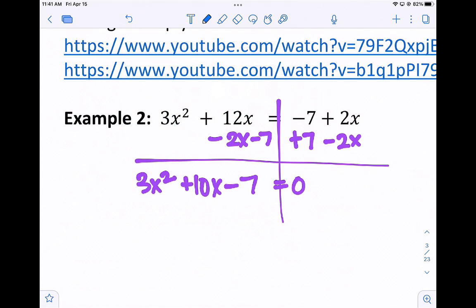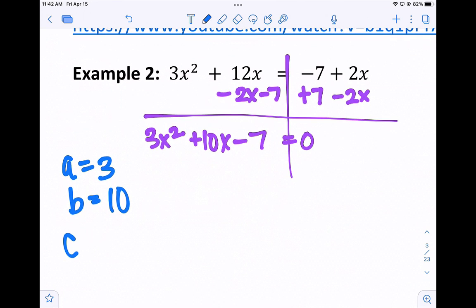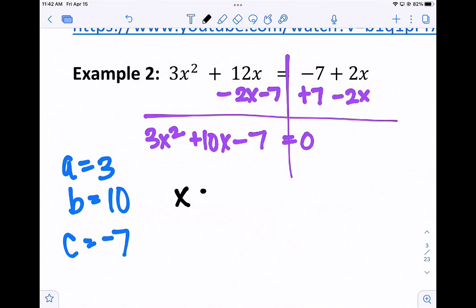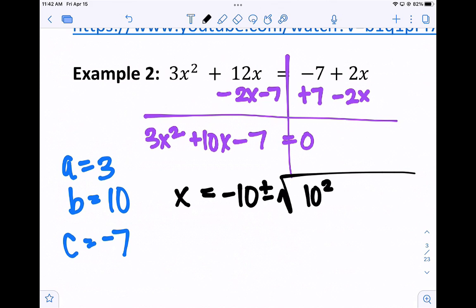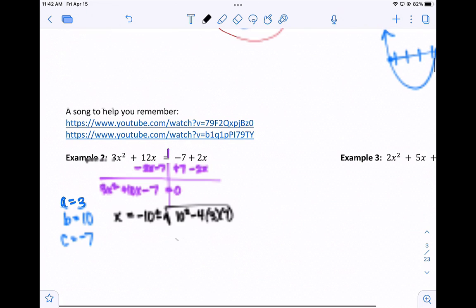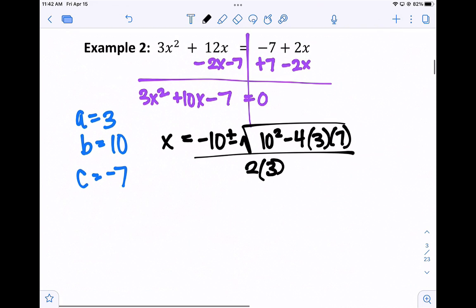The next step is to find a, b, and c. A is the number next to the x squared, B is the number next to the x, and C is the number by itself. Here it's negative 7. Then we'll plug into the quadratic formula. X equals opposite B plus or minus the square root of b squared minus 4 times a times c all over 2a. So there's the next step that I want. Then after that, I'll want you to simplify this number, and this number.